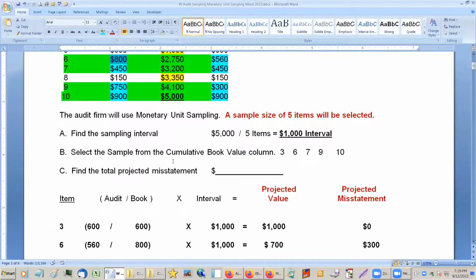So things like sales, things like assets, and those sorts of things that they would want to increase to make the books look better. And again, every time they increase it, it increases the likelihood to be caught. And if they increase it over the interval, it's 100% sure it's caught. So that's why this is a good method for some types of auditing.